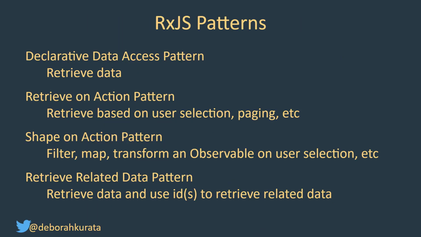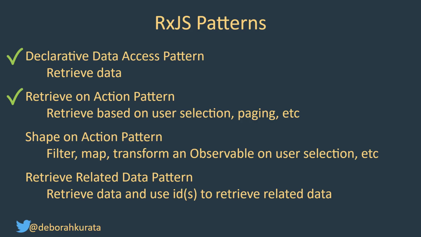So what patterns did we cover? We covered the declarative data access pattern. And one of the benefits of that pattern is that it makes it a whole lot easier to use any of these other patterns. And you can use that anytime you want to retrieve simple data. Then we've got a retrieve on action pattern. And this is good for retrieving based on a user selection. So we could have used that if we actually wanted to go to the server every time the user picked a new product. We can use it for user selection of a category and only want to get products for a category. You can use it for paging.